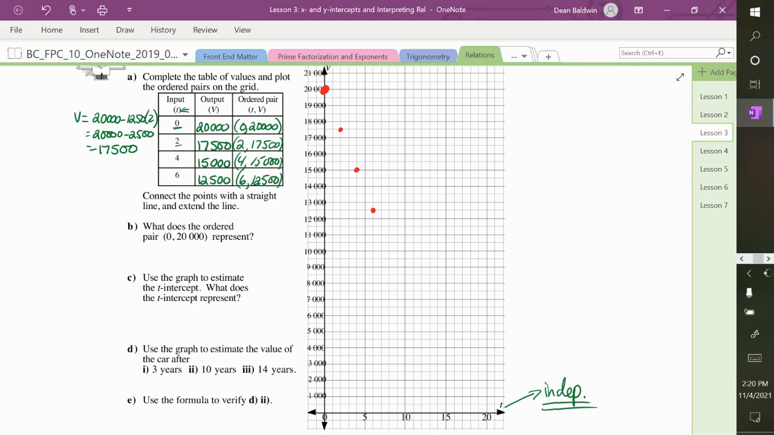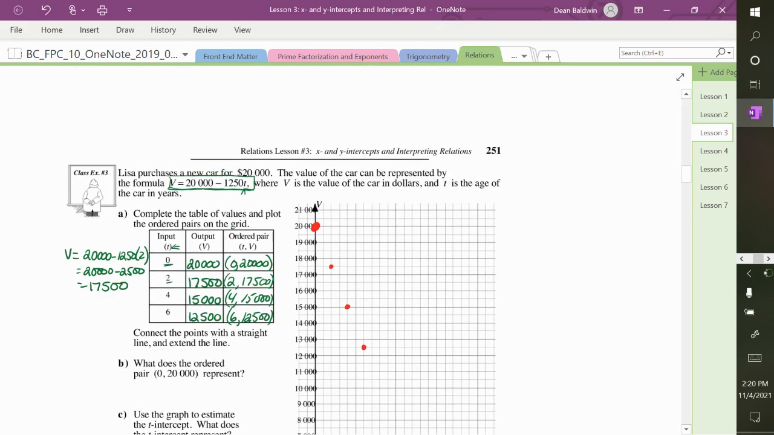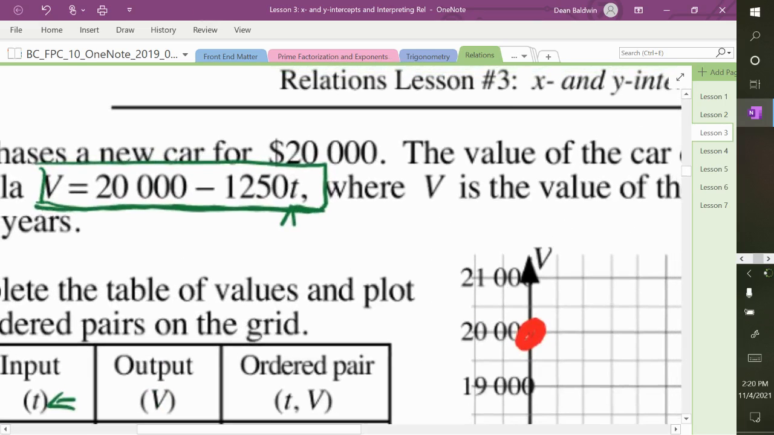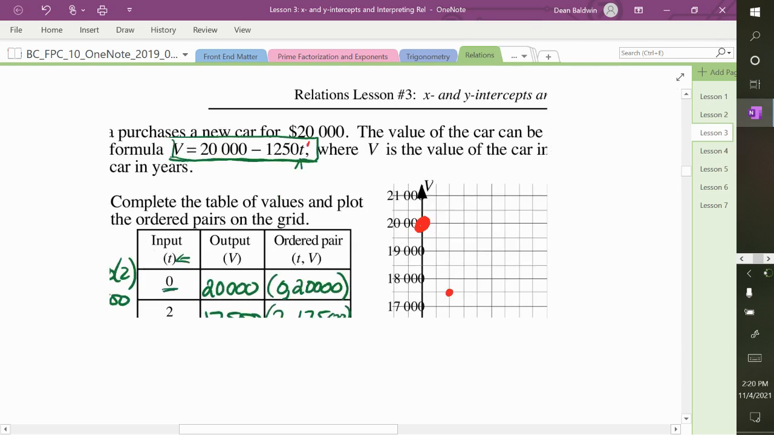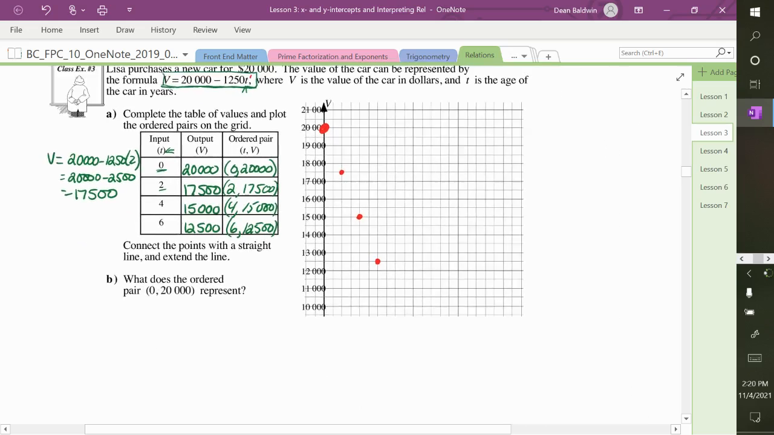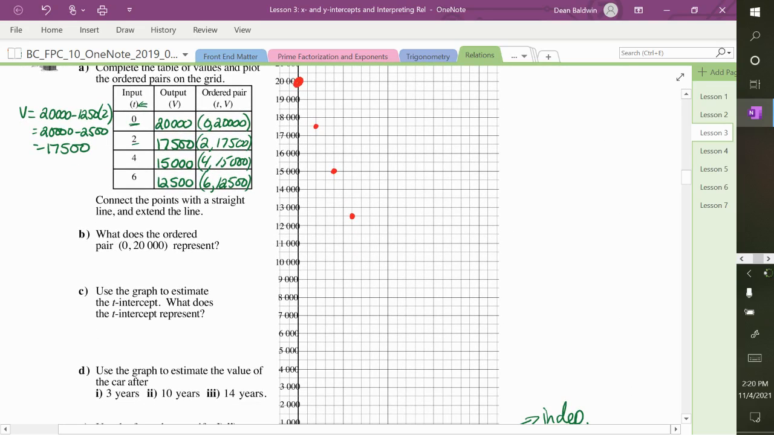Everybody get those points? Okay. Is this going to be a straight line or a curved line? How do you know it's going to be straight? There is an exponent, but it's 1. On the t, the exponent is 1. So you know it's going to be a straight line. If you know how to determine if something's going to be a straight line, you only actually need 2 points to plot. Okay? And then you can draw the whole line.